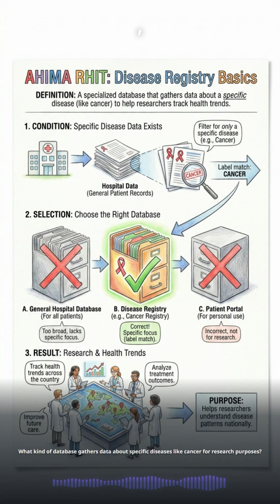12. What kind of database gathers data about specific diseases like cancer for research purposes? A disease registry collects specialized patient data to help researchers track health trends across the country. These registries help public health officials see if treatments are working well for large groups of people.